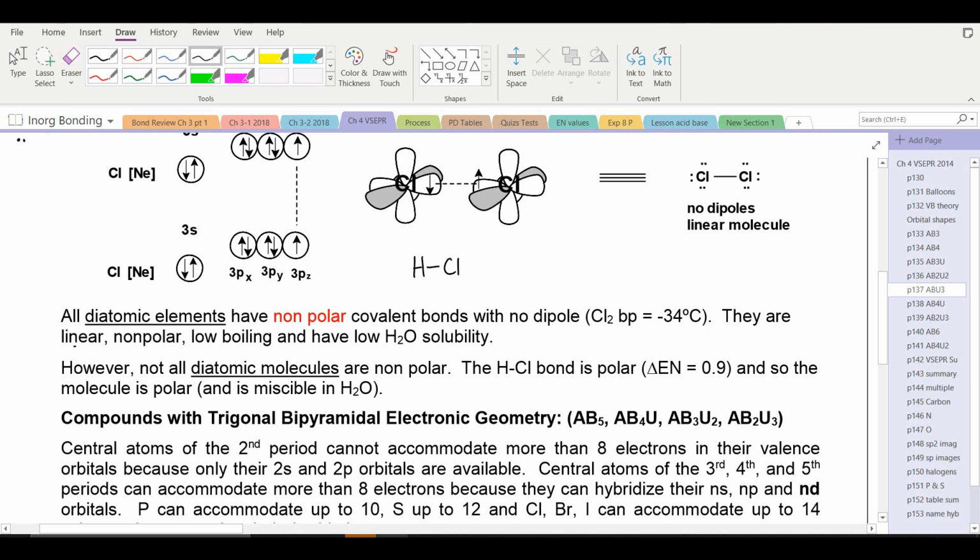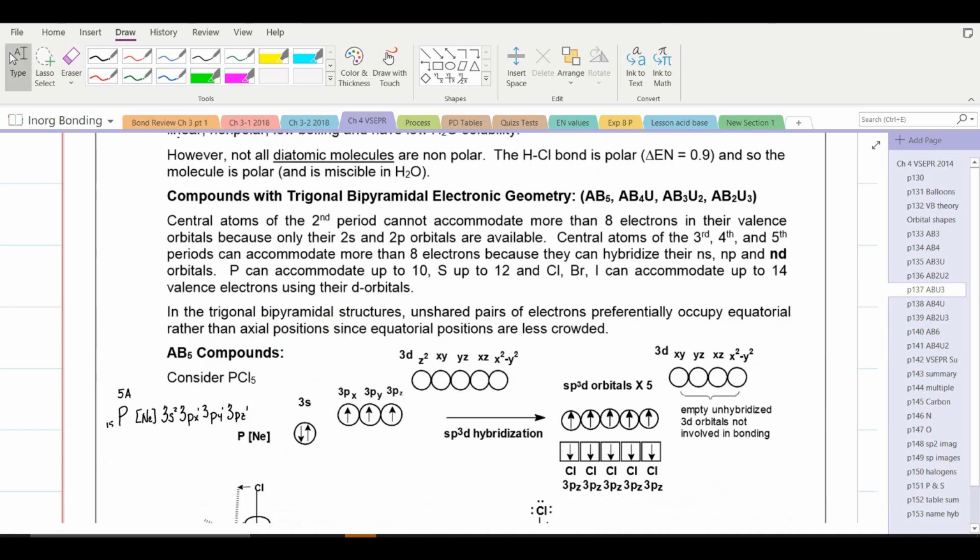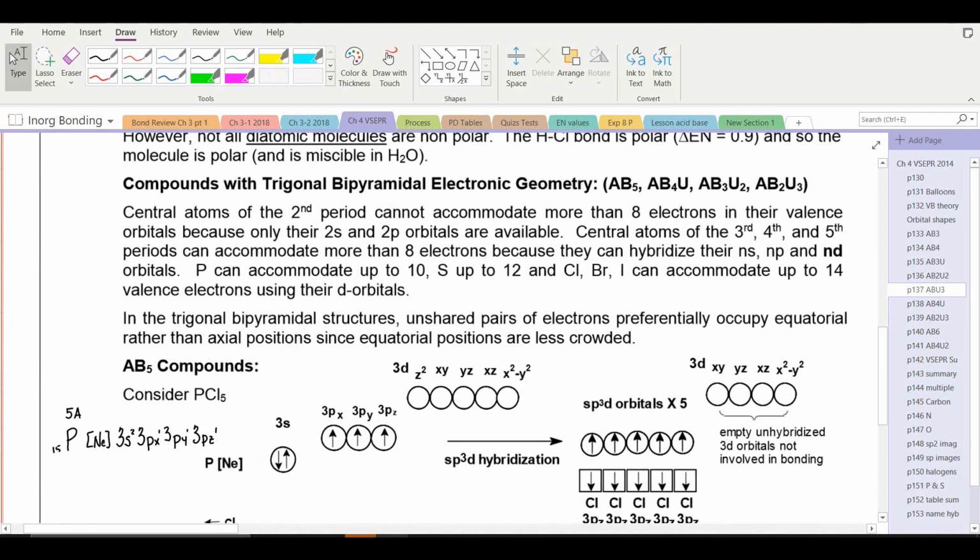This is our second video on valence bond theory, page 137. Next we're going to look at compounds with trigonal bipyramidal electronic geometry.